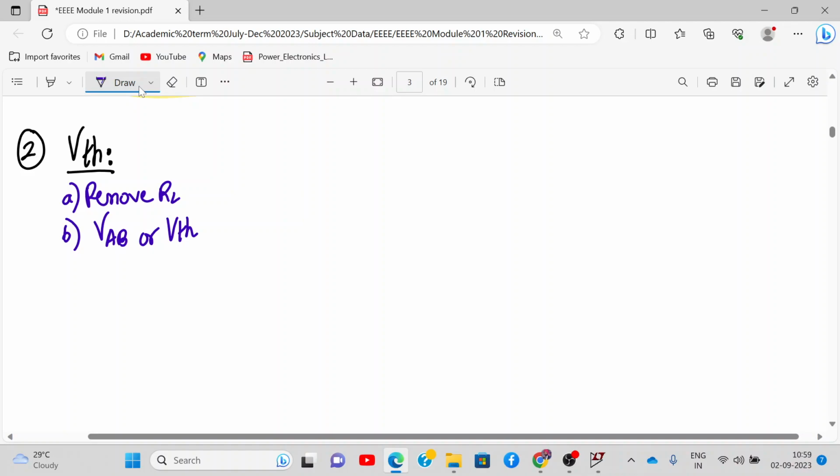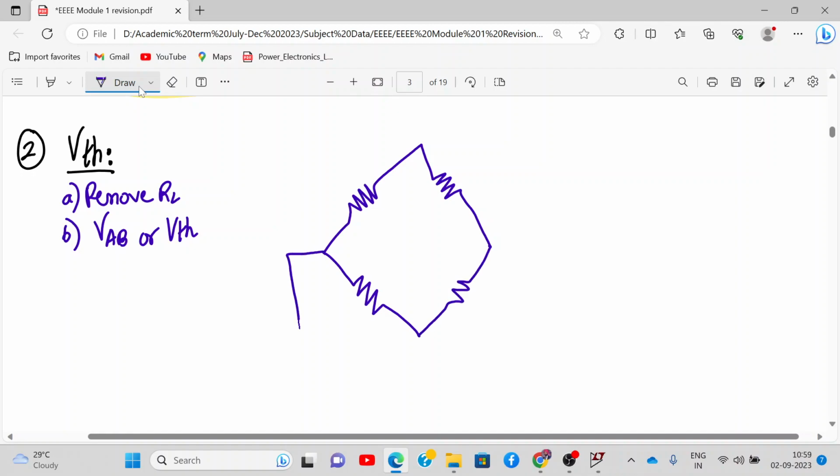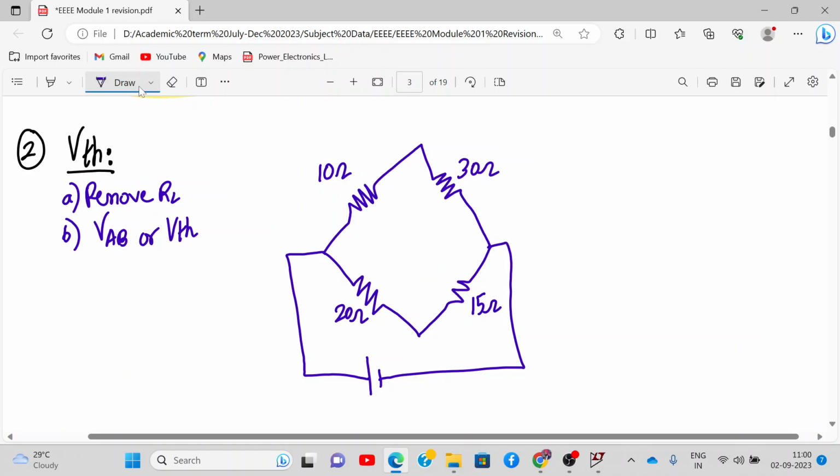Alright, so let me redraw the original circuit. I'll remove load RL, okay? So this is the original circuit which I have, and I have connected a voltage source from outside. This is 10 ohm. Don't draw this, just wait. Let me complete the explanation. So instead of showing this outside, can I show it from inside? Yes.